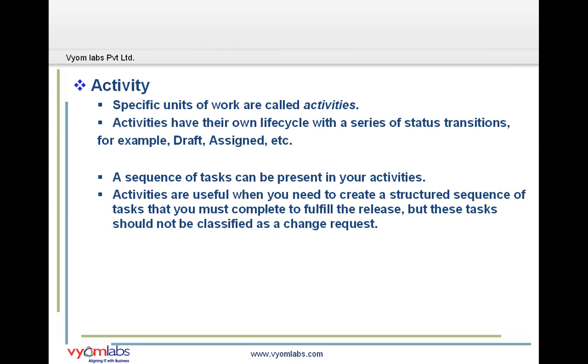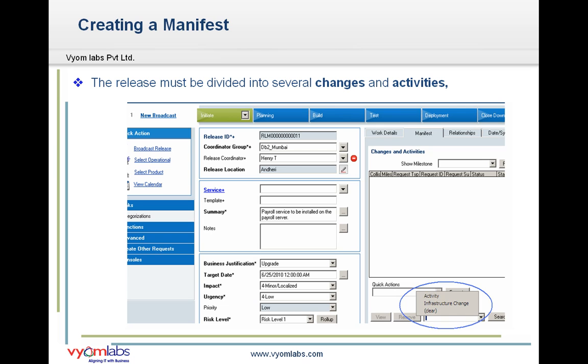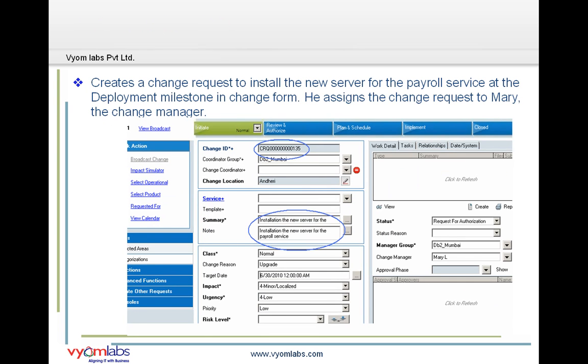So coming back to our use case, Henry can create and schedule these in a release manifest. By doing so, he is actually getting a consolidated view of the tasks that the release management team must perform to drive the completion of the change request and activities required to close the release. So in our use case, he performs the following actions.